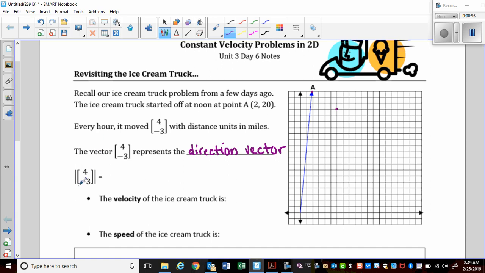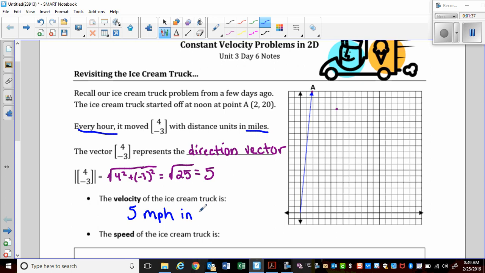And this is going to be the magnitude of <4, -3>, which is the square root of 4 squared plus -3 squared. Just remember that anything negative, when we square it, becomes positive. So that is 16 plus 9, which is the square root of 25, which we actually know is 5. So the velocity of the ice cream truck is 5, and I think we're in miles per hour, and the distance is in miles. Okay, good. I didn't want to assume, but we're in miles per hour.